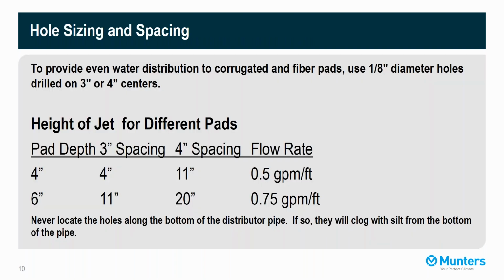And so what's the proper pressure? How do we test that? For our 6-inch evaporative pads, we want a water jet of 11 inches using the 3-inch hole spacing, which is what we use at Munters.